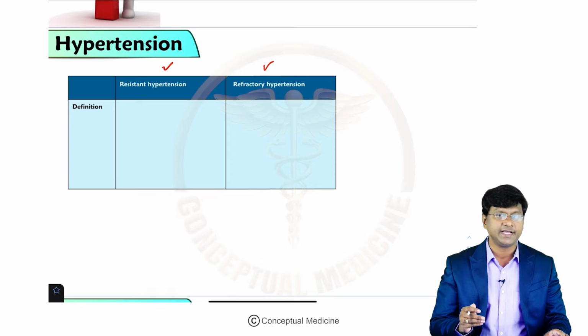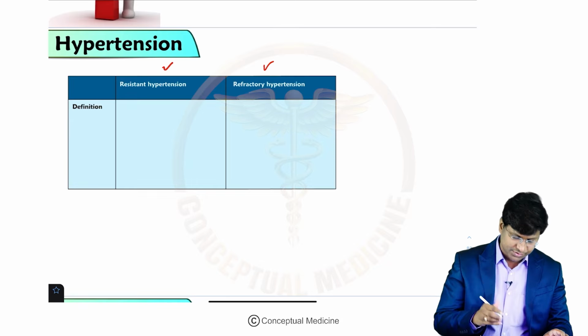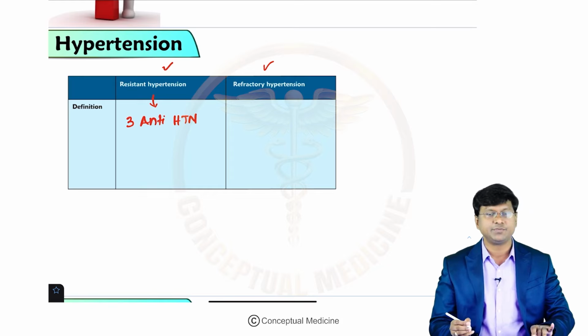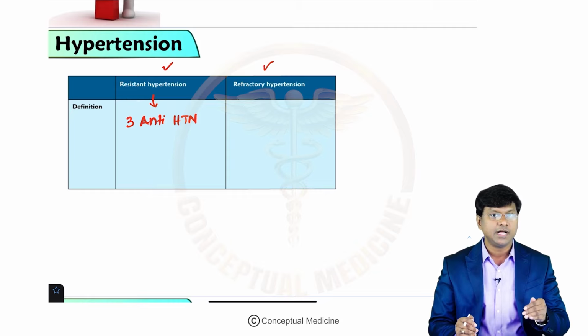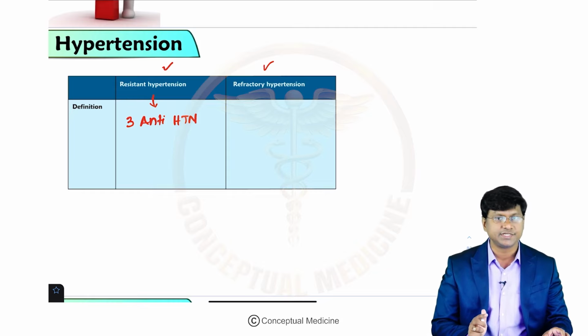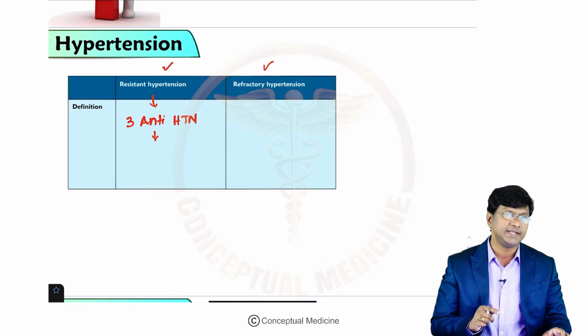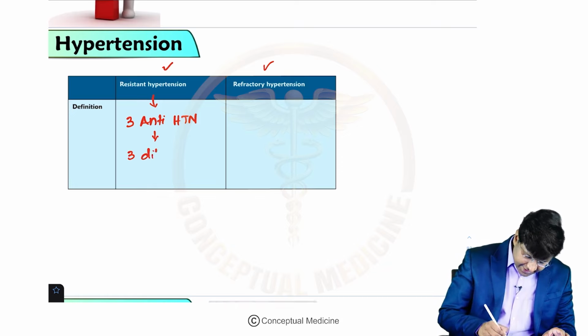Resistant hypertension is defined as blood pressure remaining above the goal despite concurrent use of 3 antihypertensive medications. So, in spite of using 3 antihypertensive medications, the blood pressure is still above the goal. That is called resistant hypertension. Now, among these 3 antihypertensive drugs, let me tell you, one should definitely be a diuretic. So, these 3 should be of 3 different classes.